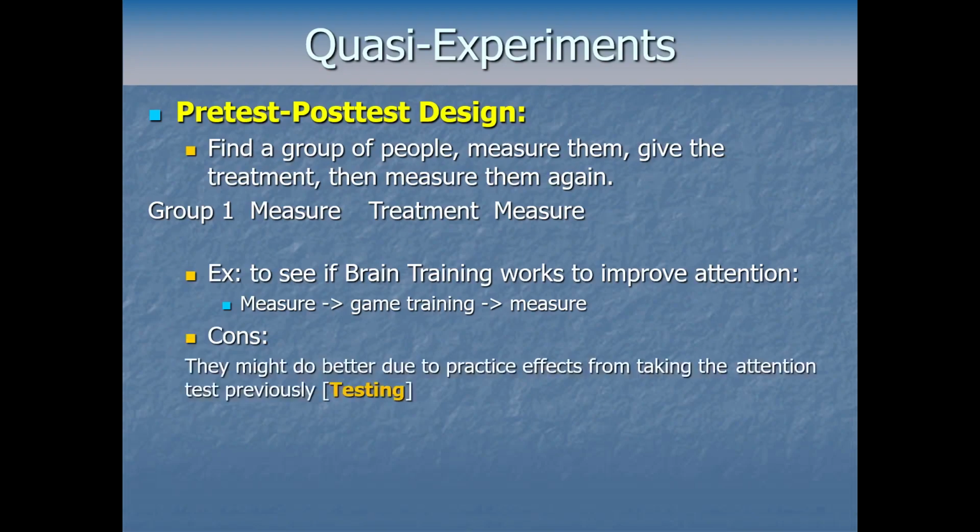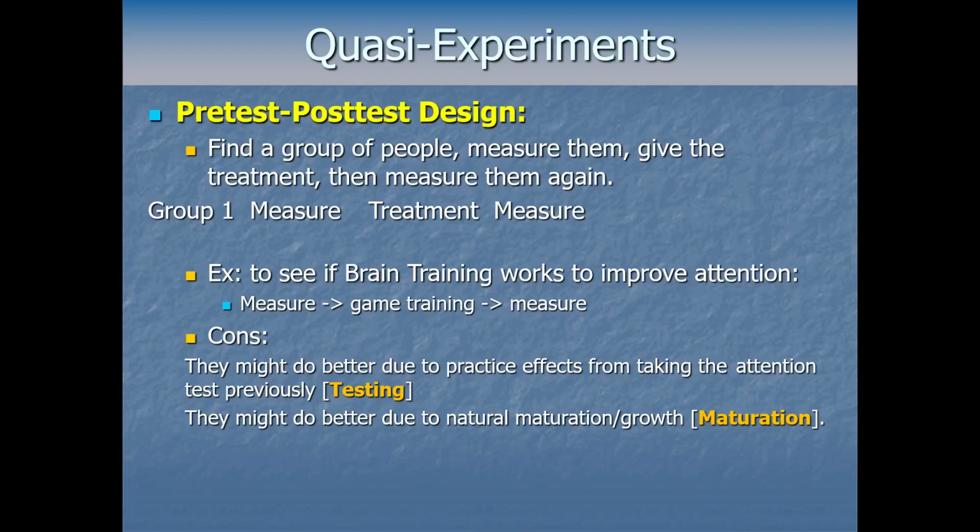Well, for one thing, the participants might do better just due to what we'll call practice effects because they took that first attention test previously. We actually call this testing effects. It's one of the threats to internal validity that we always have to look out for as a possible explanation for the improvement that we saw. Or they might do better just because people improve in attention as they get older. We might call this threat to internal validity maturation, right? People just mature or grow over time. Maybe they just get better over time.